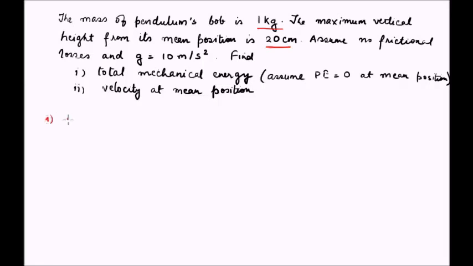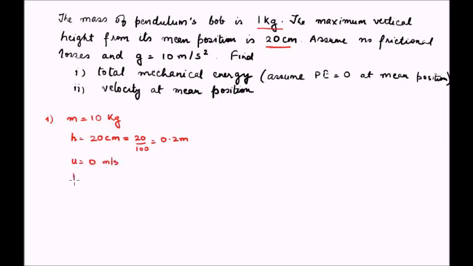We are given that the mass is 1 kg and it is said that the maximum height is 20 centimeters. So the height is equal to 20 centimeter, which translates to 20 by 100, that is 0.2 meter. And we know that the velocity at maximum height is 0, because if it had some velocity, then that would not have been the maximum height. It would have gone further up. So the velocity at the maximum height is 0 meter per second.